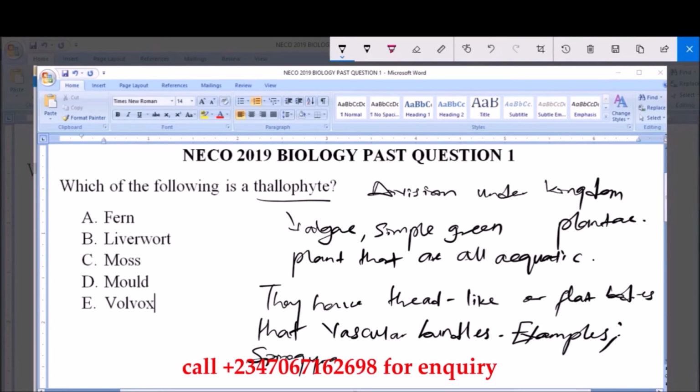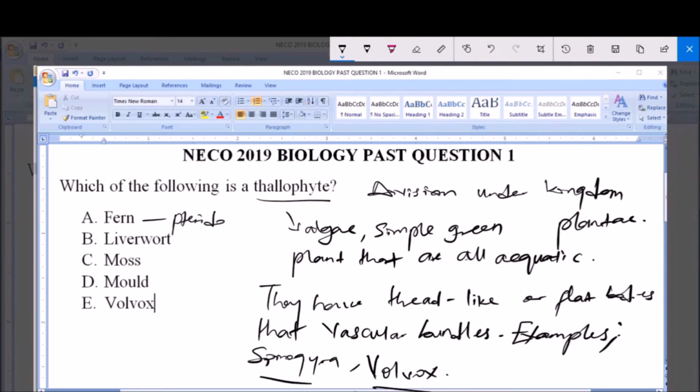Spirogyra is an example, and also Volvox is an example of thallophytes. They are algae. Now, option A here says fern. Fern is not a thallophyte. Fern is a pteridophyte because it has vascular bundles.